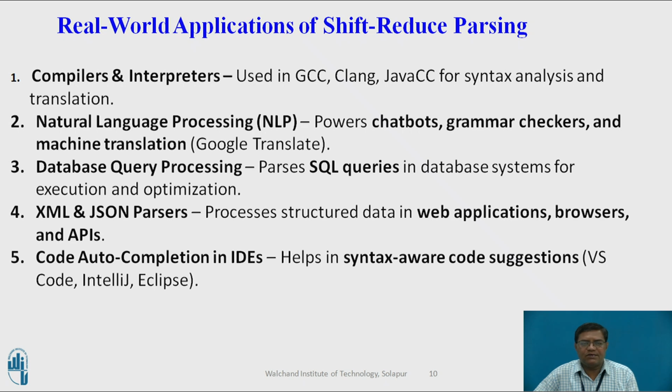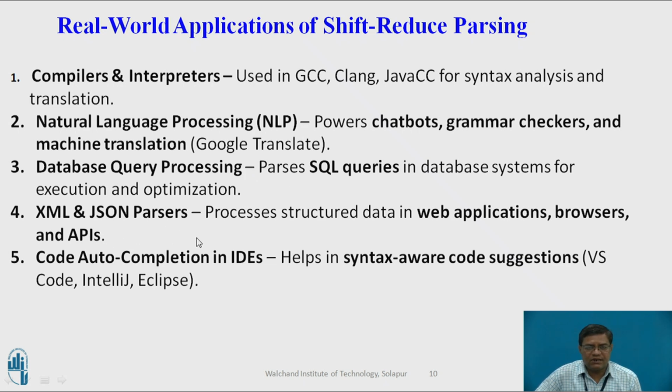Now, the real world applications of shift-reduce parsing. In compilers and interpreters like GCC, Clang, JavaCC, we can use the concept of shift-reduce parsing for syntax analysis and translation. In natural language processing, chatbots, grammar checkers, machine translations can use the concepts. Database query processing techniques, here parsing the SQL query in database systems for execution or optimization. For this parsing of the SQL query, we can use the technique of shift-reduce parsing.